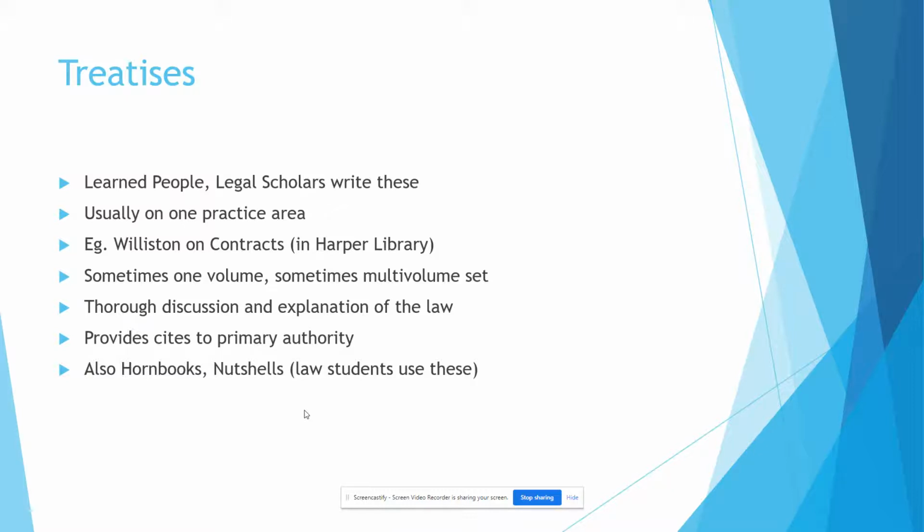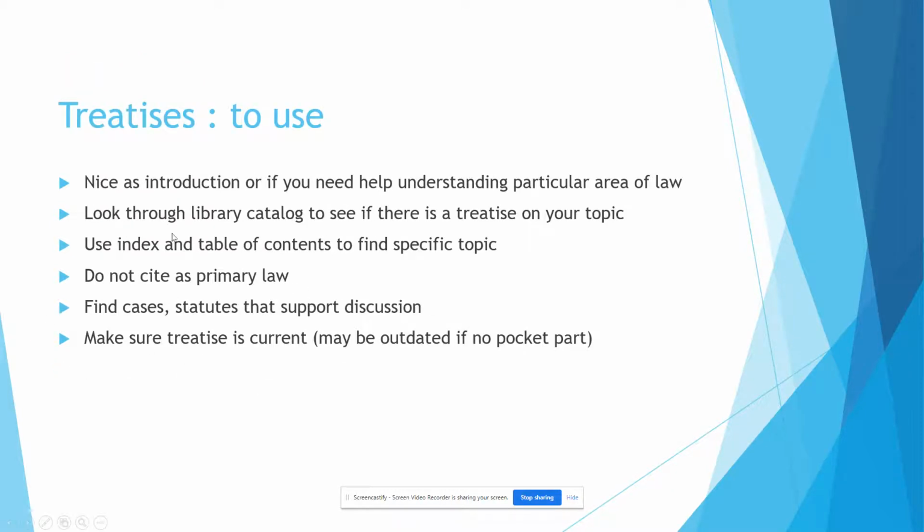I have you looking at one treatise in your homework. Okay, so look through, say you need something on divorce law, look through the library catalog and see if there's something on divorce law. Use your table of contents and index to find your specific topic. And it just tells you some general stuff. And then if you're going to be needing to cite law, find the cases and statutes that support that discussion.